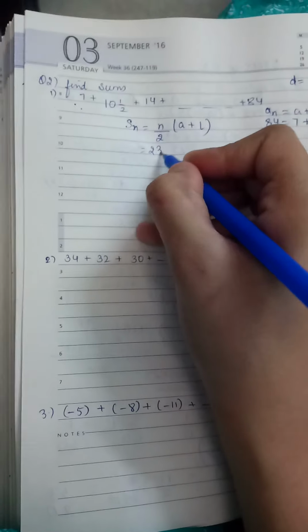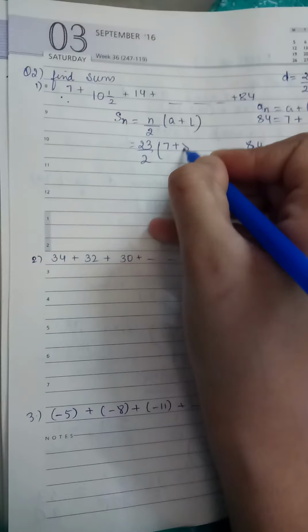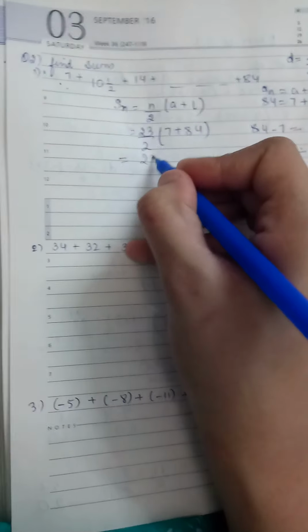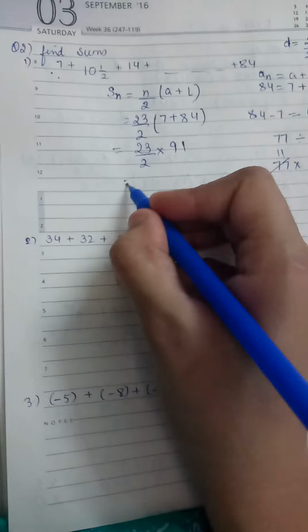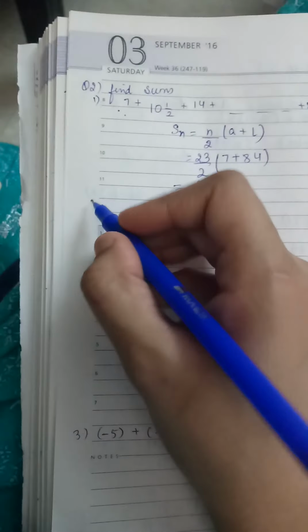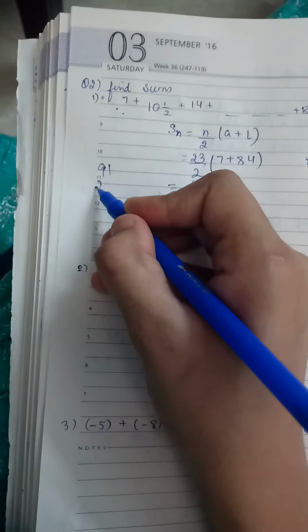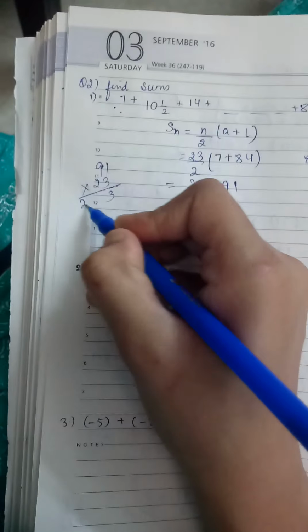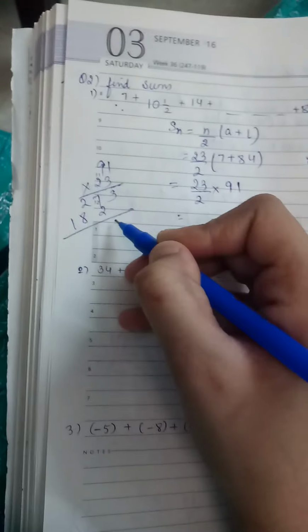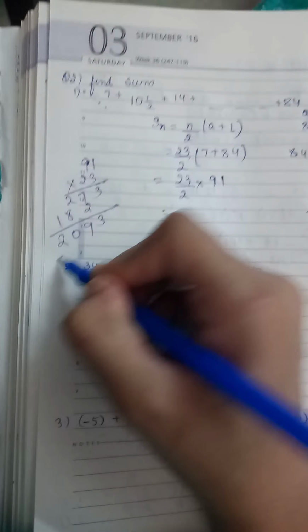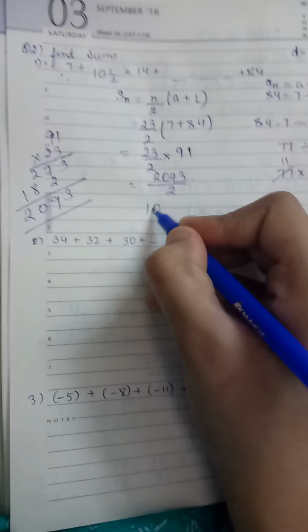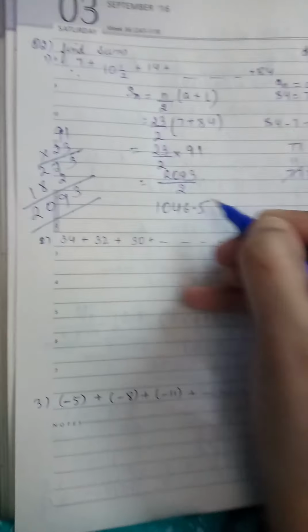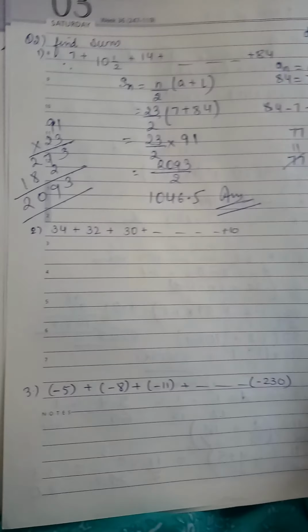So 23 upon 2 into (7 plus 84), that will be equal to 91. 91 into 23 is 2093 upon 2, which will be 1046.5. The answer is 1046.5.